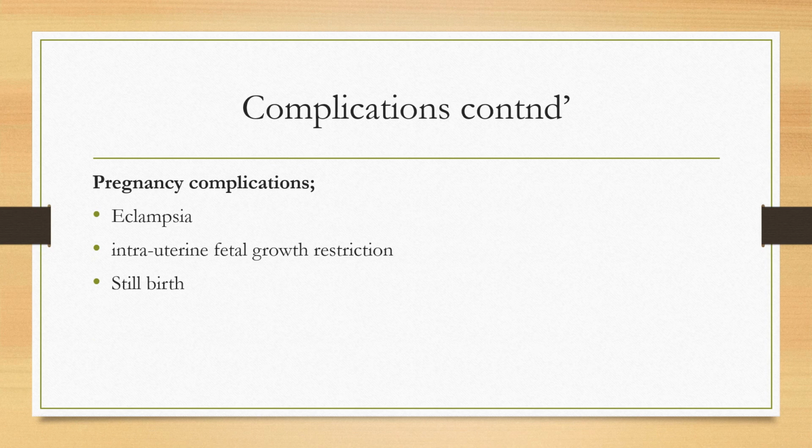So for pregnancy complications, we can have eclampsia, which is defined as increased blood pressure during pregnancy, mostly above 20 weeks of gestation, and it's manifested by fits. So the mother convulses, there is increased high blood pressure. Also we have intrauterine fetal growth restriction, whereby you find there is stunting of the fetus in the uterus. This can lead to stillbirth and many other complications.